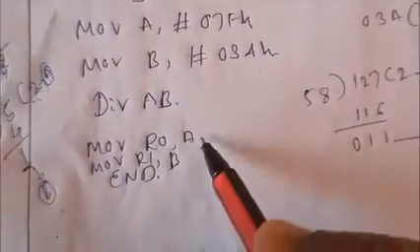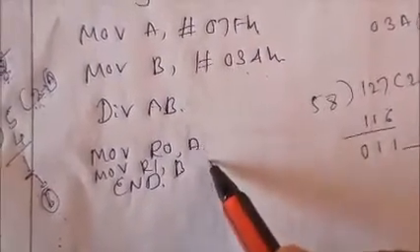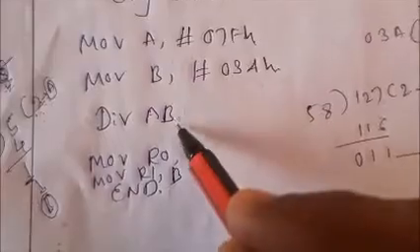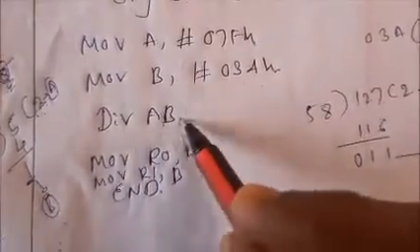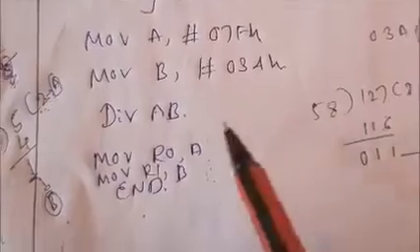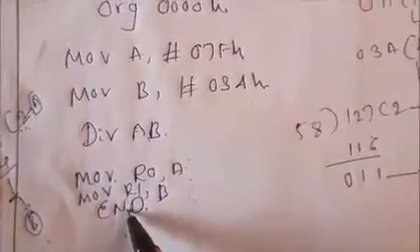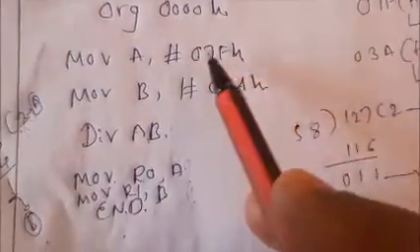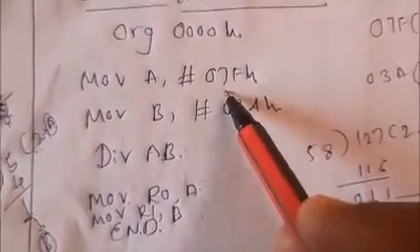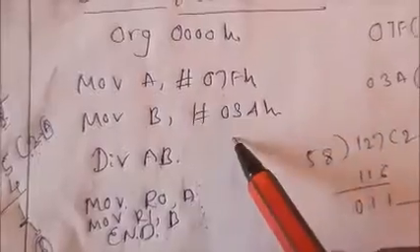Is it clear? This is optional. It is not mandatory. If you write DIV AB, and finally if you write END also, this program is also correct. Here I am moving the content of A and B to some other registers. So here in the calculator also, in hexa, just type 7F divided by 3A.